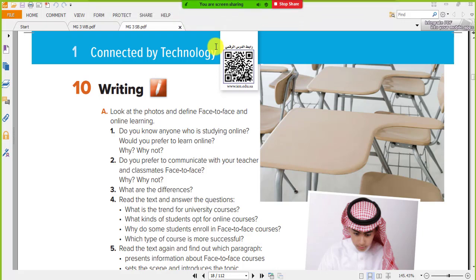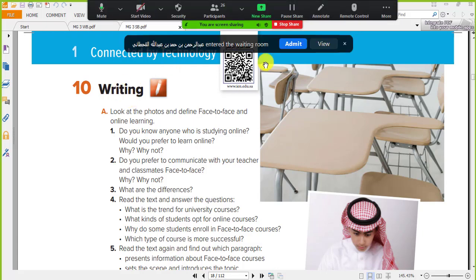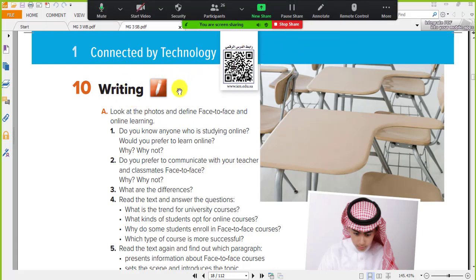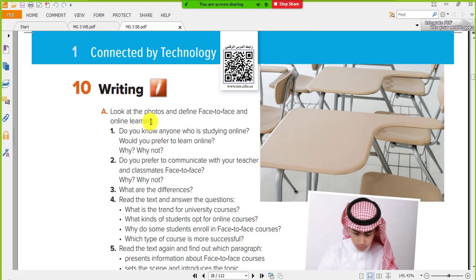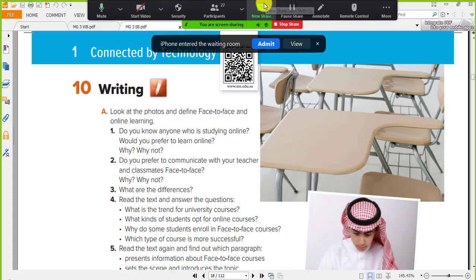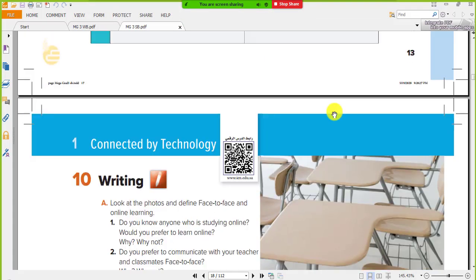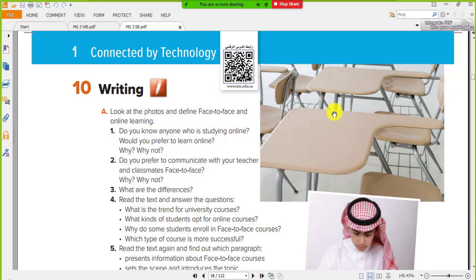In today's lesson, we will complete Unit 1 Connected by Technology, and in this part, we will discuss Part 10, Writing. Okay, in the writing lesson, we will try to use some techniques in writing. But before we talk about our topic today in writing, look at these two pictures here in your book, page 14.